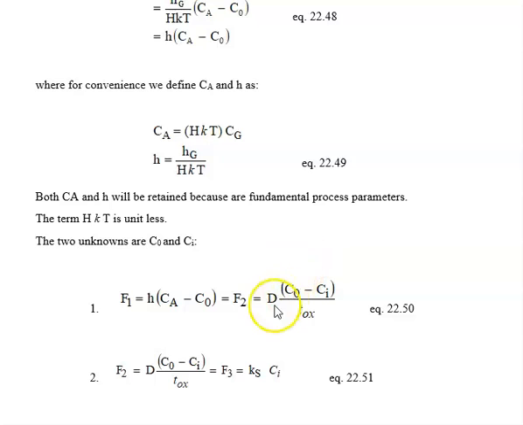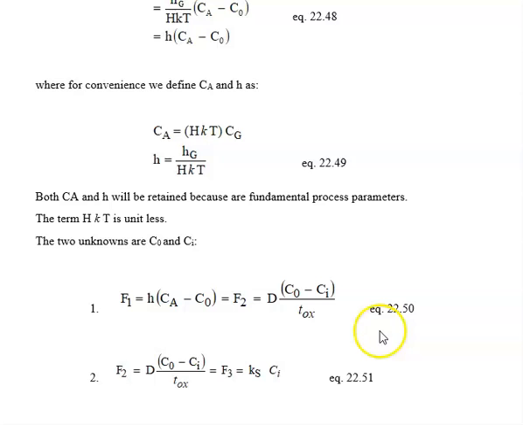This is the original expression for F2 in terms of C0, which is the dissolved oxygen at the left side of TOX, and this is Ci at the right side of TOX. And, of course, it's divided by TOX, and D is the diffusion constant. Of course, D is a constant. So D is a fundamental parameter. TOX, this is the guy we're trying to find. So let's not lose sight of that. This is the result. So this is what we want at the end.